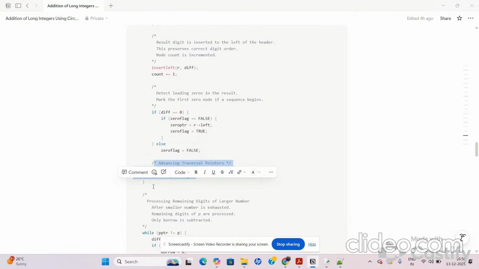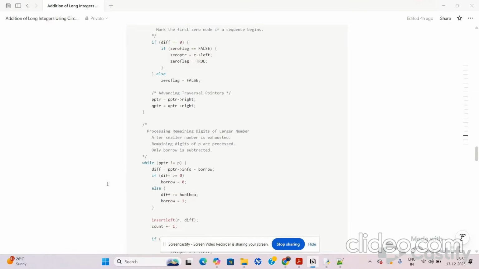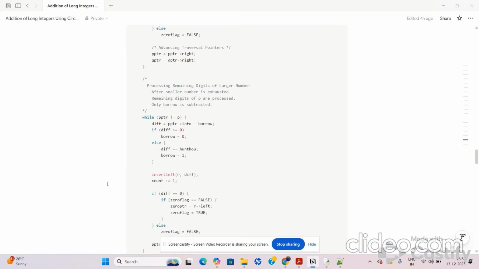So the loop continues, and then you remember we had used the loop to run till the number of nodes in the smaller number. So that means the larger number would still contain some nodes. So we need to process the digits from the larger number after the smaller number is exhausted. In that case, what you do is you simply subtract the borrow if it is there, otherwise you keep on adding.